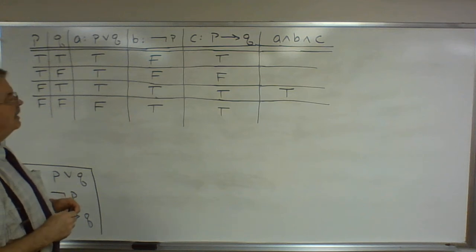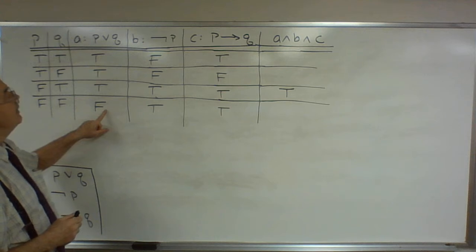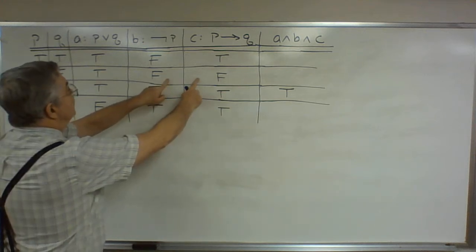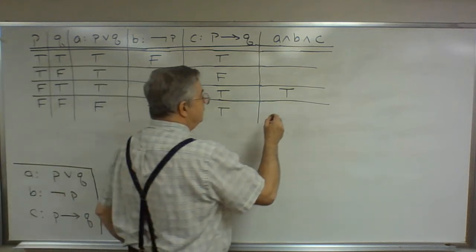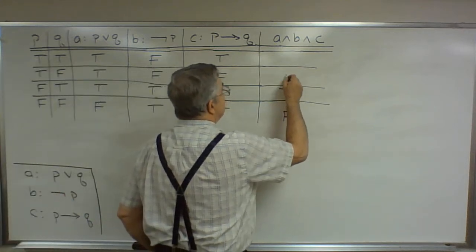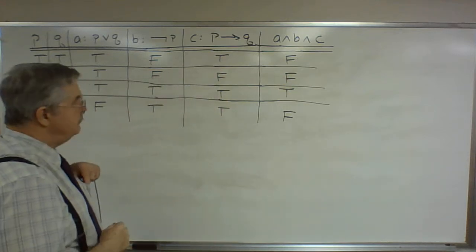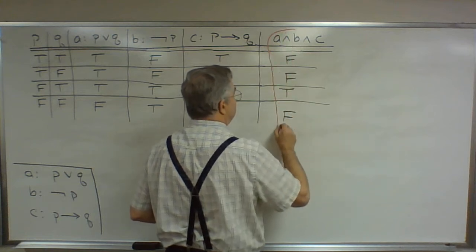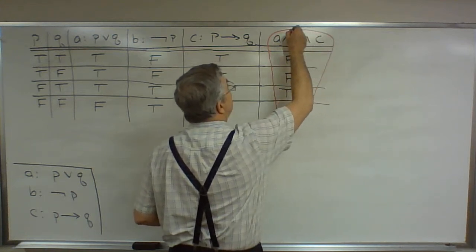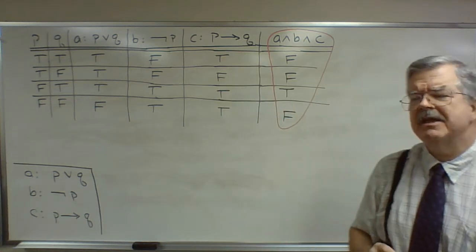All of the other times, we have at least one false. We have A false. We have B and C false here. We have B false here. This thing is false the other times. So this is the set of truth values for the conjunction of our conditions, A, B, and C.